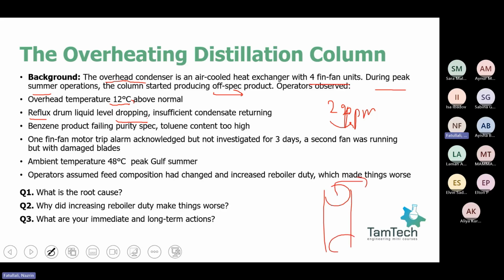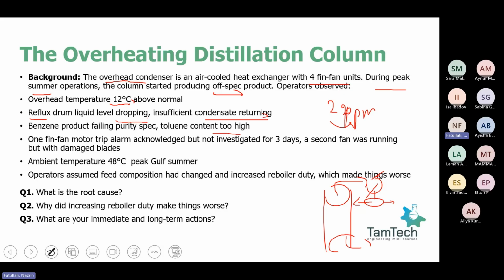In a distillation column, we have a condenser here. In the condenser, we cool down the vapor. After condensing it, with the help of the reflux drum, some of it goes to the distillation column, and some of it is removed from the system. It means that the reflux drum liquid level is dropping. It also means insufficient condensate is returning, the benzene product is failing purity specification, and toluene content is too high.